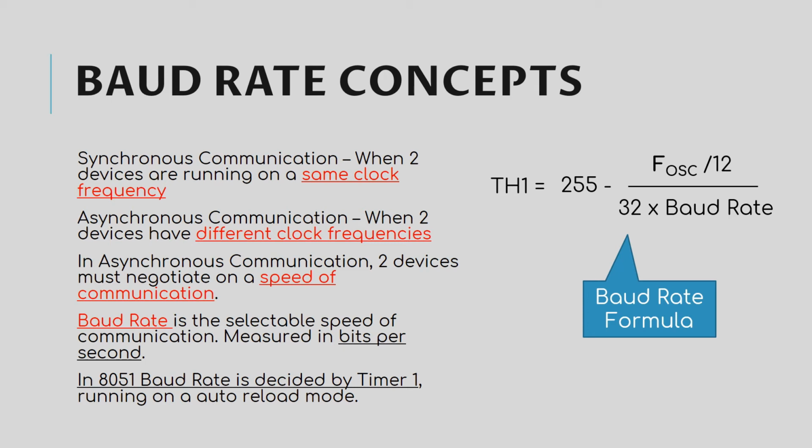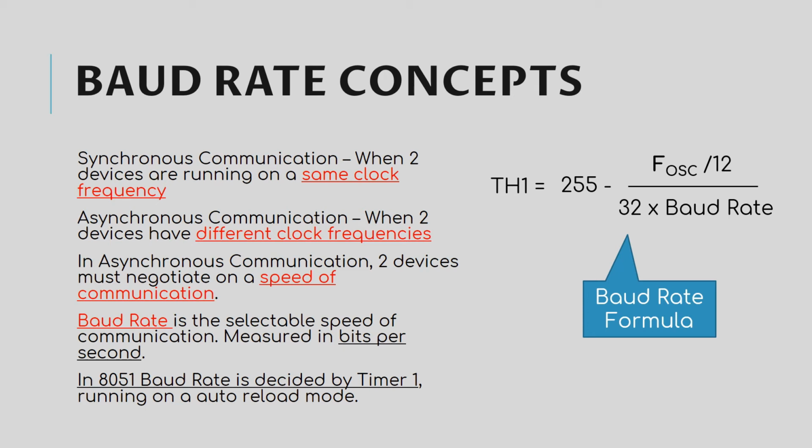If you can't recall that, click on the I button where I have given the link of the previous lesson. You can watch that video, then come back here. So this is the formula where we have to find out what value we need to store in the higher order byte. Here for timer 1, the higher order byte is TH1.